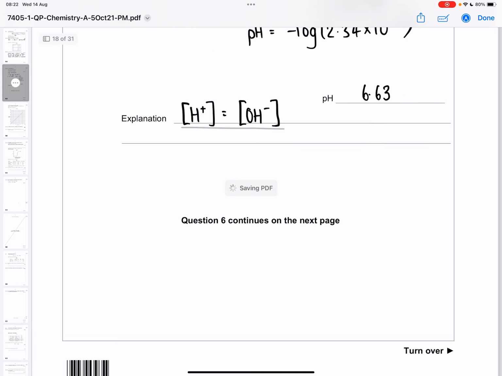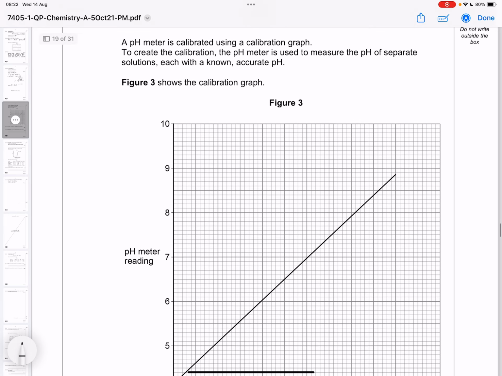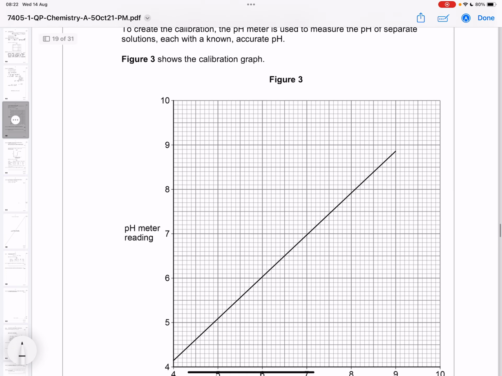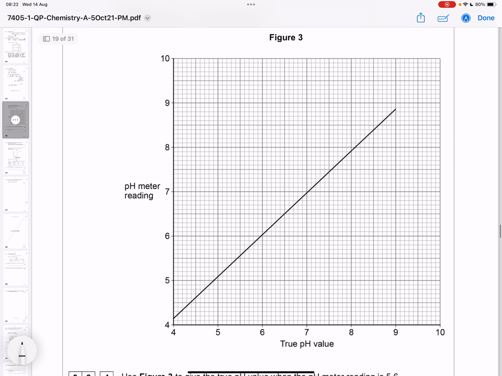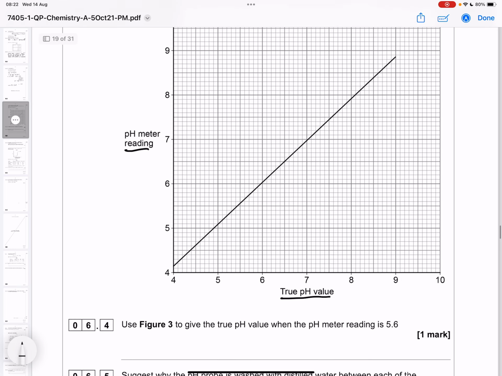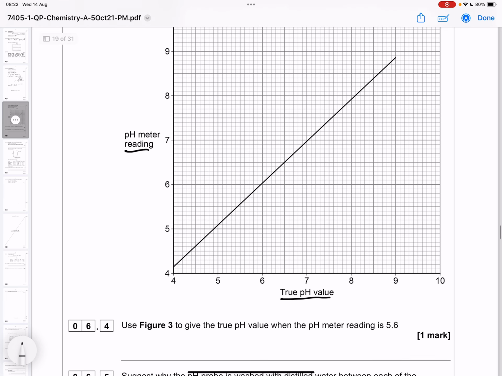So we're continuing with the question. A pH meter is calibrated using a calibration graph. To create the calibration, the pH meter is used to measure the pH of separate solutions, each with a known accurate pH. And here's our calibration graph. So these are the known accurate pHs, and up the side we've got the pH meter reading. Give the true pH value when the meter reading is 5.6.